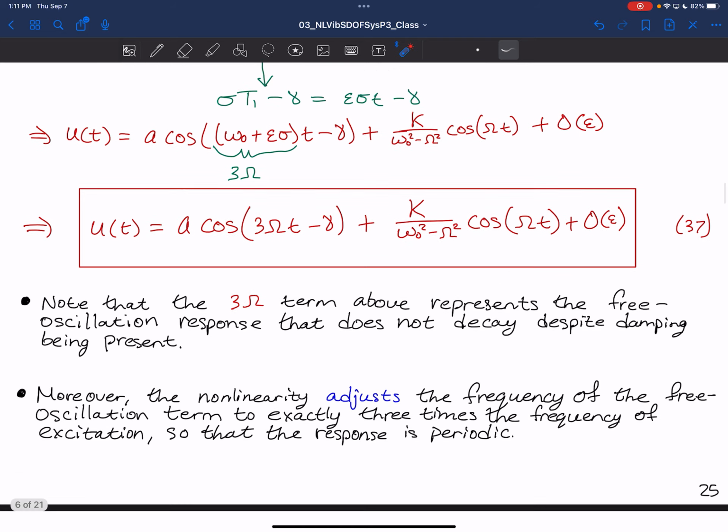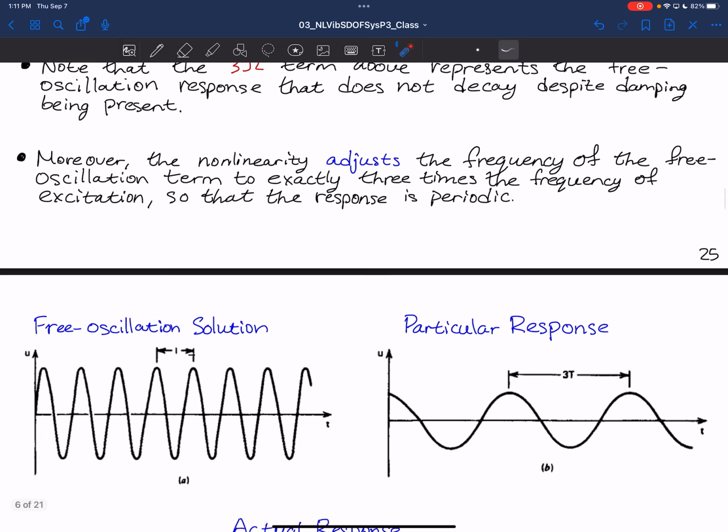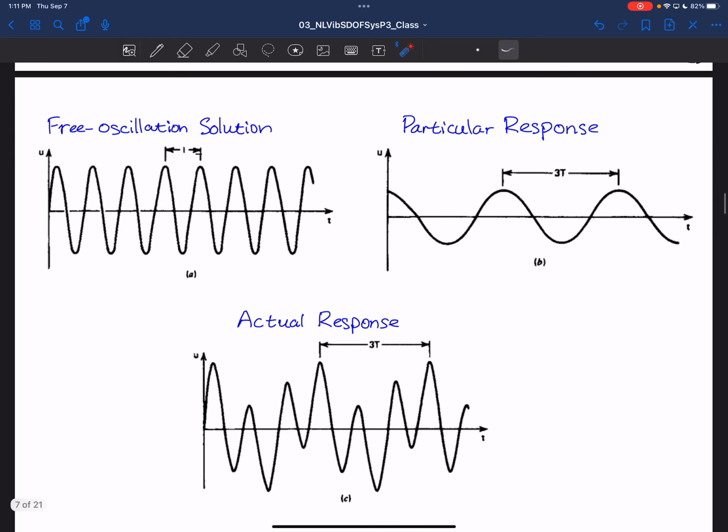What else? Another thing to note is that the nonlinearity adjusts the frequency of the free oscillation term so that it's exactly 3 times the frequency of the excitation. And this then makes the response periodic. And you can see that on the next page here where we have some examples. These pictures come from Nayfeh's book.